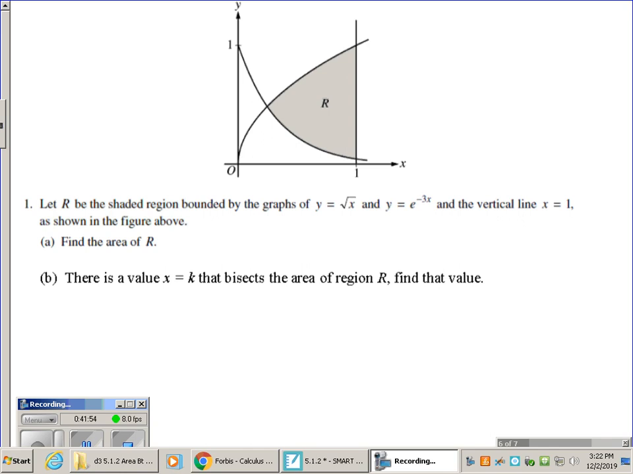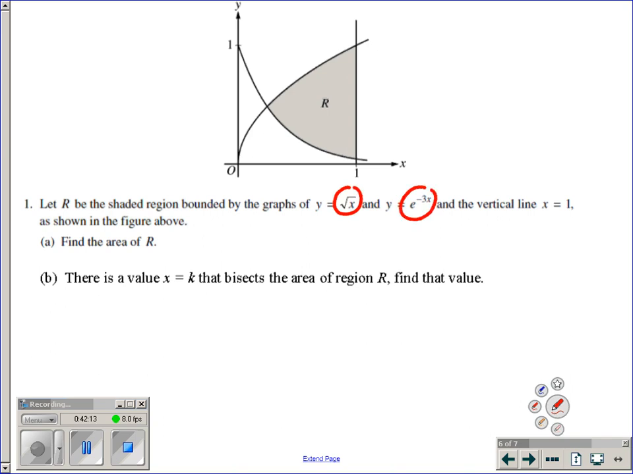And the last one I'm going to do is one that was on the back of the homework. It's just a free response question that I have done. So let's look at part A. It says, let R be the shaded region bounded by the graphs of y equals square root of x and y equals e to the negative 3x. I think that we can distinguish between this graph and this graph without graphing, hopefully.